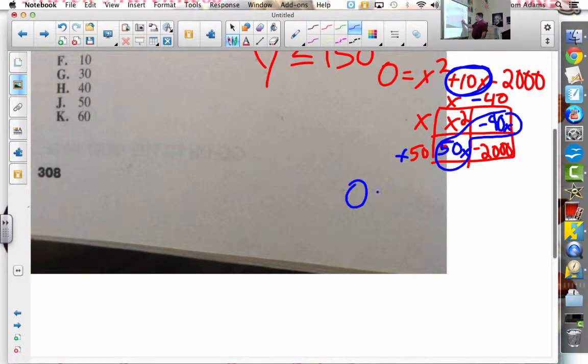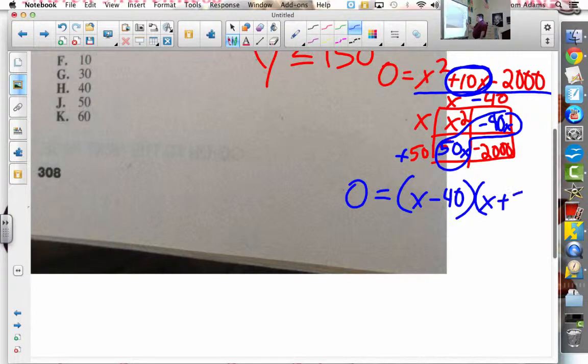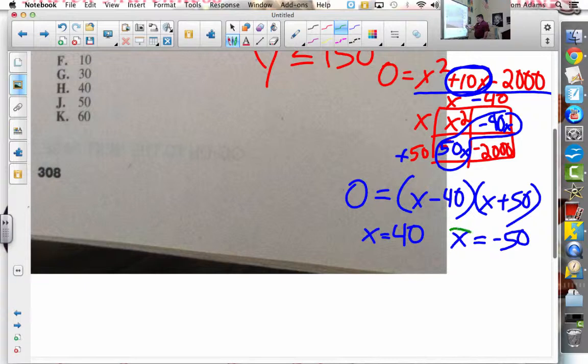So what that means is that this factors to x minus 40 times x plus 50. If I set each one of those equal to 0, I get x equals positive 40 and x equals negative 50. In this case, the negative 50 is erroneous because I can't go negative 50. So the answer is probably 40.